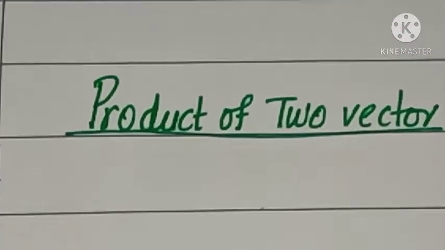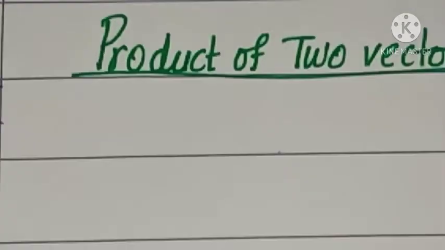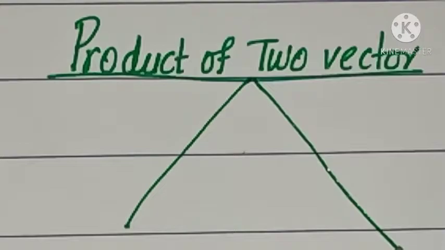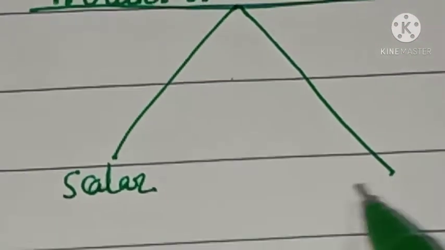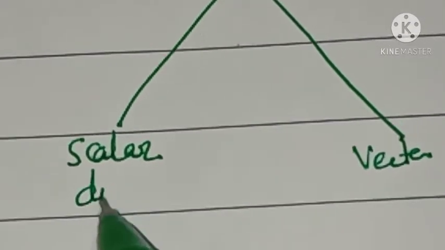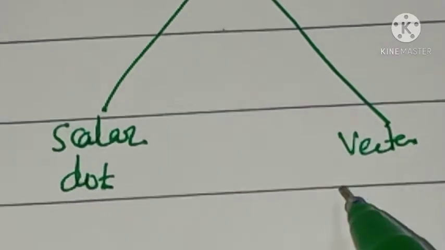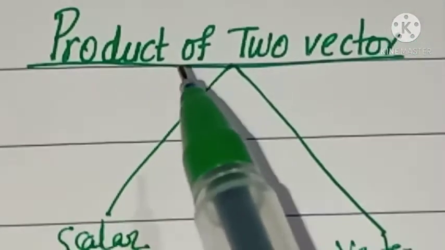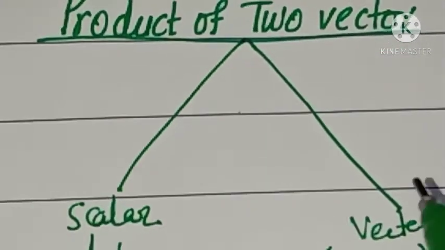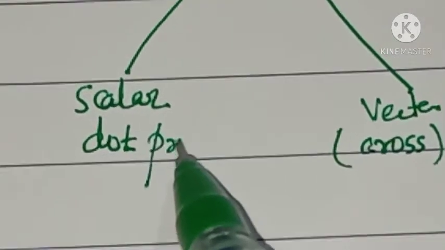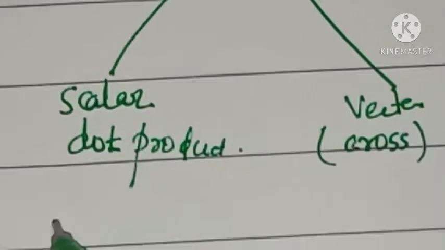One is product by a scalar, and the other is product by a vector. So, scalar product or dot product, and vector product or cross product. These are the two types of product of two vectors. Okay, let's see how to find the dot product, or scalar product, of two vectors.